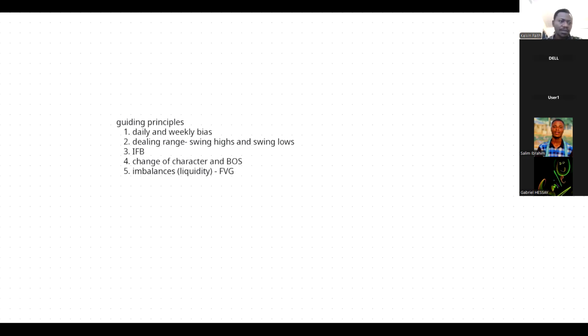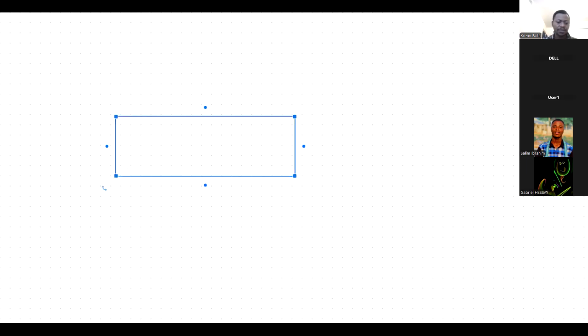So let me take a screenshot of the guiding principles. Yeah, Kevin, I got up a bit. I've seen IFB. Can you throw a little light on it for us? Oh, sorry, that's the fib. It's a typing error. I mean the Fibonacci, FIB. Okay, great. Yeah, thanks.